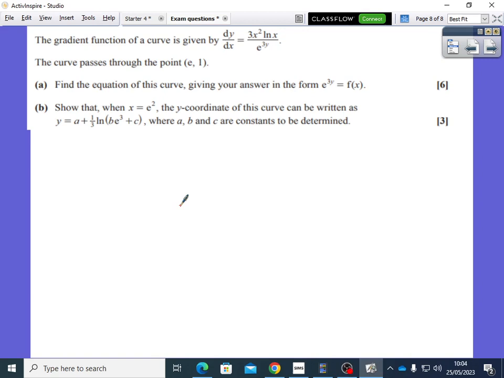Hello everyone, and let's have a quick look at this question. It says the gradient of the curve is given by... the curve passes through (e, 1), and find the equation of the curve, giving your answer in this form.